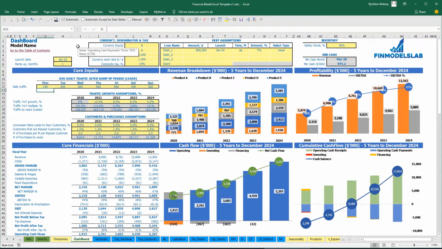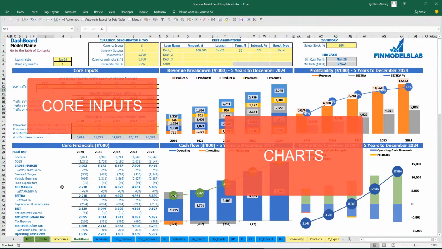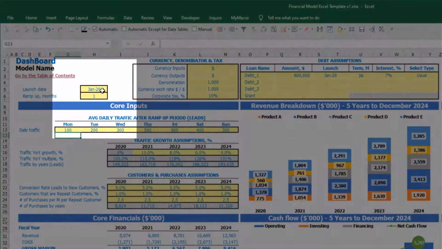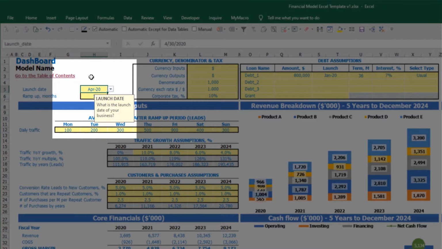On the dashboard tab you can input the core inputs or drivers for your model. You can see also the core charts and core financials based on these assumptions. So let's start from launch date. This means that this is a date when your business will launch. Let's pretend it will be April.